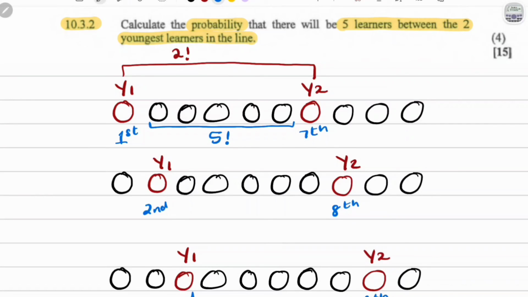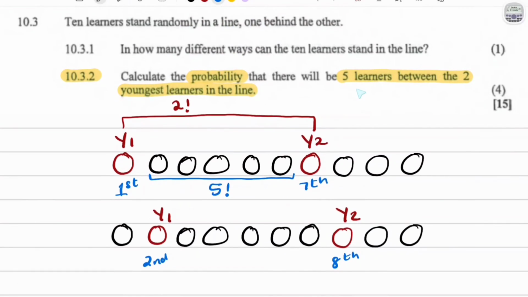Now, the thing about that is that may seem correct. That may seem like, yes, that's true. They're supposed to be standing there. But this question doesn't give any indication that there has to be these particular 5 learners standing in between the 2 youngest learners. That's the issue that I'm seeing here. It wasn't specific about that. You see, they said calculate the probability that there will be 5 learners, not that there will be 5 specific learners, right? Like 5 particular learners.